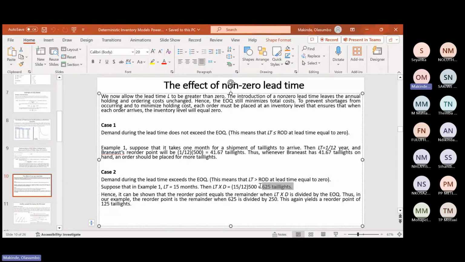You divide the result you get, this 625, by the EOQ, which is 250. Let me press the calculator: 625 divided by 250. I'm pressing that just to show you how I'm getting that.